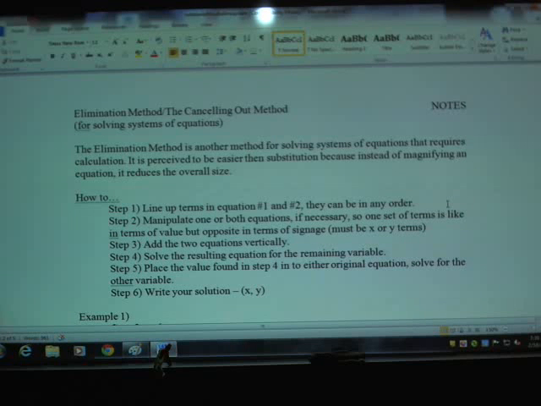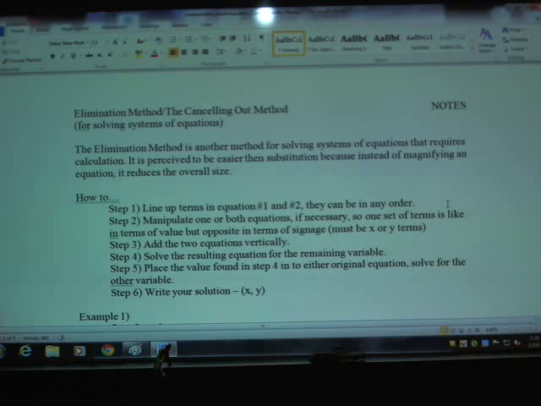Once you do that, and you may have to manipulate an equation to do that, which we'll show you later on in the examples, then you're going to add the two equations vertically. And that's where the elimination method happens. When you add vertically, once you have those like values in terms of the x's and the y's, with the opposite signs, something's going to disappear. Something's going to cancel out. It's going to leave you one variable and your constant. And once you do that, you're just going to solve the equation for whatever variable's left, x or y.